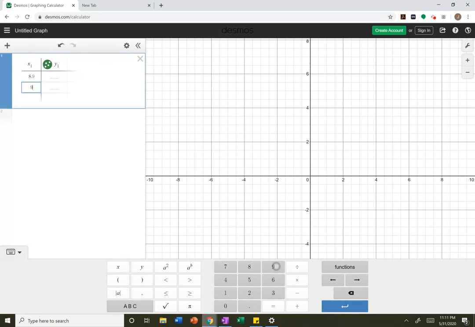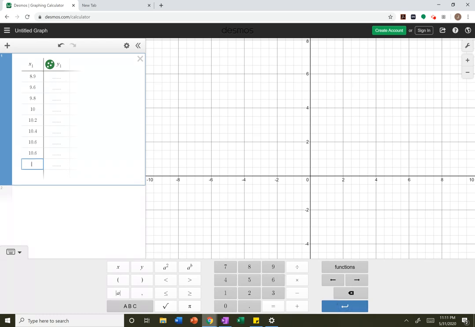8.9, 9.6. I should have had this done already. 9.8, 10.0, which is the same as 10, 10.2, 10.4. I don't know why I skipped a box there. I'm just going to delete that. 10.4, 10.6, another 10.6. There we go. Making the mistakes already. Enter.